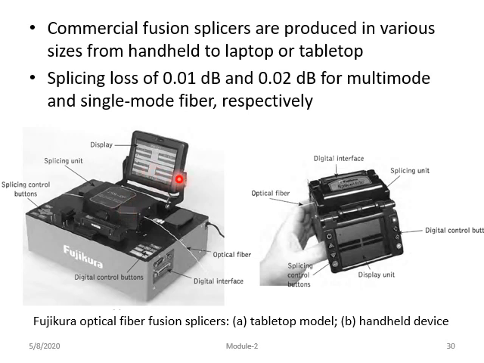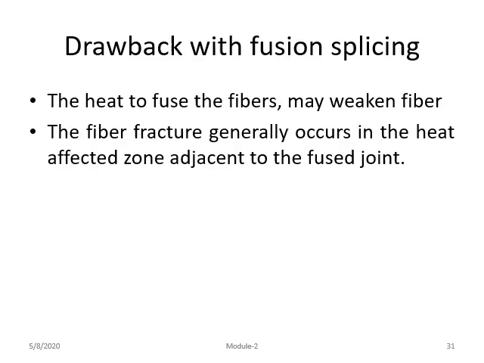So the commercial fusion splicers are produced in various sizes: handheld, laptop, or tabletop, whatever the different size, a variety of fusion splicers can be developed. Splicing loss will be 0.01 or 0.02 dB for multimode and single-mode fiber respectively. So that is the usual loss.